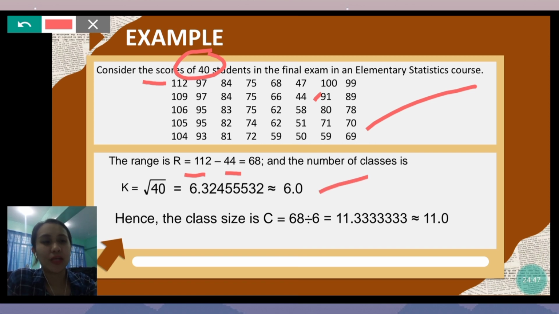that is simply 6. And after getting the number of classes, we need to determine the class size, the certain interval in a certain class. The formula is C is equal to R over K. The range is 68, and the number of classes is 6, so simply divide 68 by 6. We have 11.333. If you round that off, that is simply 11.